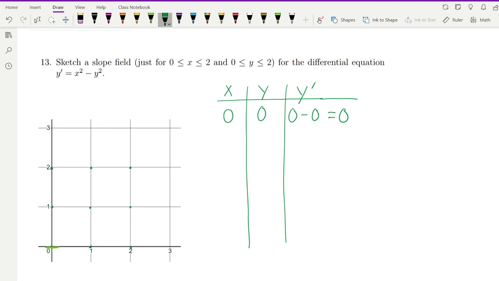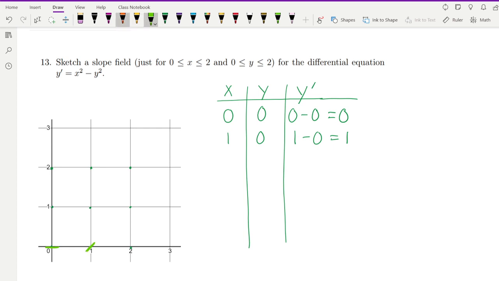Okay, so maybe let's move along the x-axis and let's do the point (1, 0). If you had a solution curve that went through the point (1, 0), we would have y prime equal to 1 squared minus 0 squared, so 1 minus 0, which is 1. And so that means if you had a solution curve that went through that part of the graph, it would have a slope of 1 at that point.